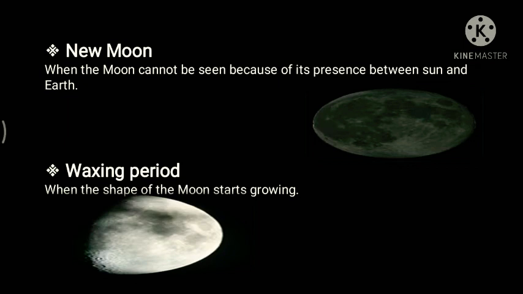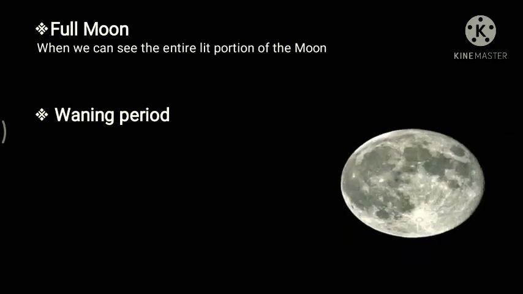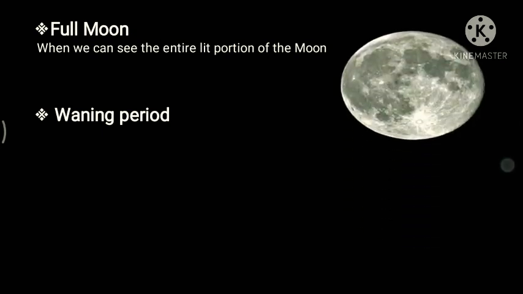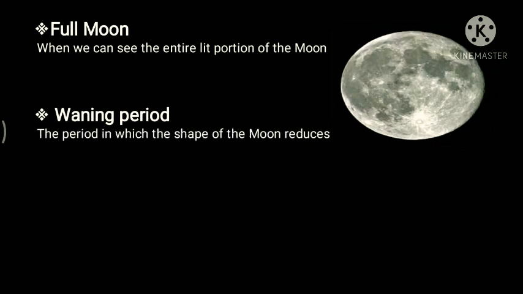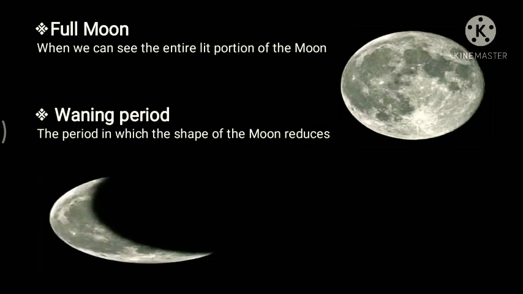After that comes the waxing period. When the shape of the moon starts growing, that is known as the waxing period. Next, after the waxing period comes the full moon. What is this full moon? When we can see the entire lit portion of the moon and it looks like a full disk, then it is known as the full moon, or we call it Purnima.